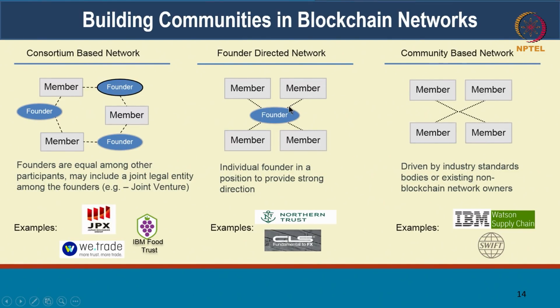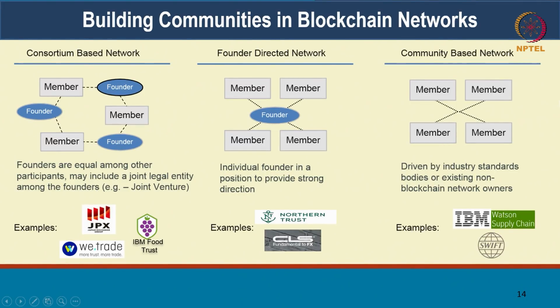The other kind of network could be a founder-directed network. There could be a large company, sometimes even a regulator, that brings together several other members in the ecosystem and convinces them to come on and join a network. So there'll be an individual founder, usually a strong player or a big entity in the ecosystem, and they influence a lot of other smaller members to join the network. We have a couple of examples; we'll talk about those when we talk about some of the use cases. Again, primarily in the financial services ecosystem.